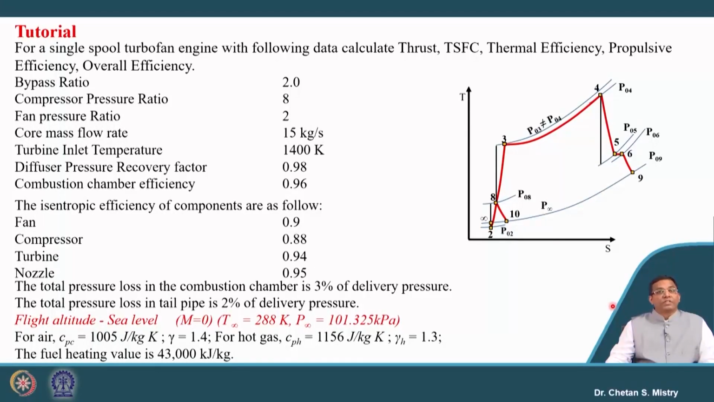We have combustion chamber efficiency 96%, and isentropic efficiencies of the different components, which include fan, compressor, turbine and nozzle, are 90%, 88%, 94%, 95%. There is a loss of total pressure of 3% of delivery pressure for the combustion chamber, and total pressure loss in the tailpipe is 2%. We will be solving this numerical for the ground level, sea level condition, where our Mach number is 0. Our temperature and pressure are 288 Kelvin and 101.325 kilopascal. Properties for air and gas are given, and the heating value for the fuel is 43,000 kilojoule per kg.